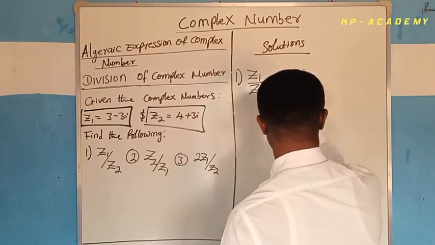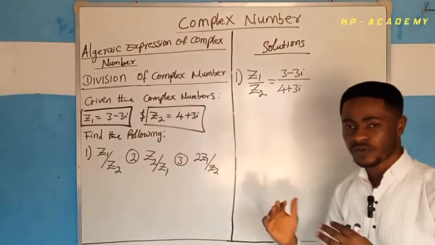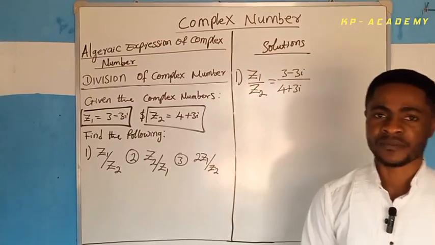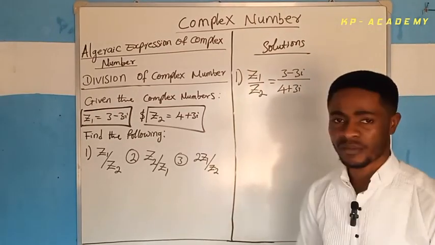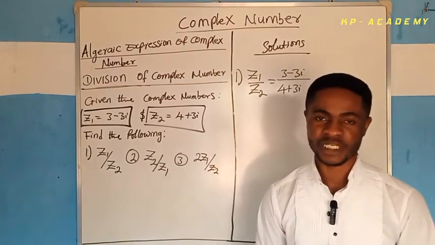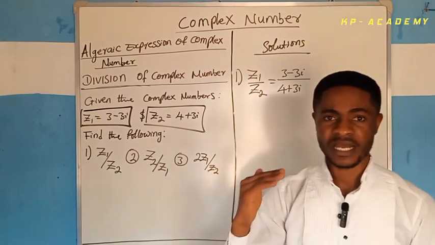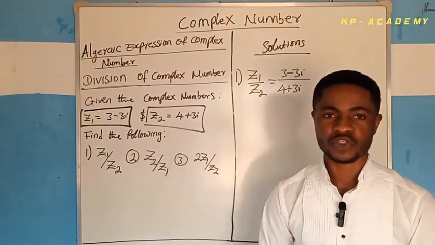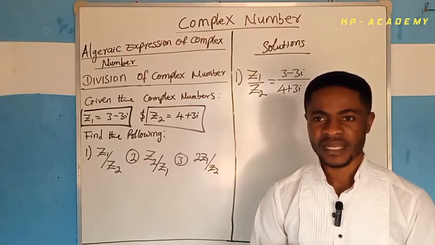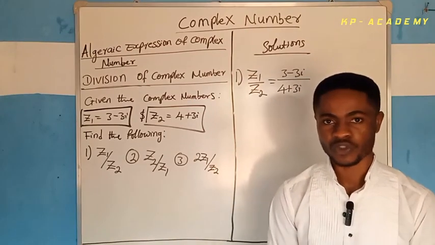Now, there is something very important we need to know as far as division of complex numbers is concerned. In division of complex numbers, the main aim is to get rid of i in the denominator. So to get rid of i, we will multiply the numerator and the denominator by the conjugate of the denominator. Now, what do I mean by conjugate?